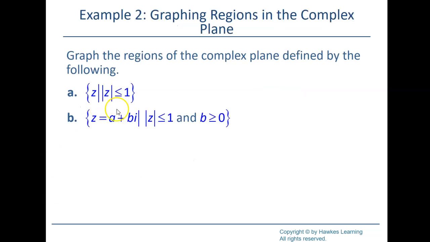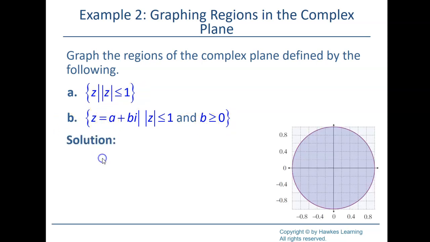Alright, and then finally these set notations. This is all the numbers in the complex plane z, whose absolute value is less than or equal to 1. Alright, and then this one is the same thing. All the complex numbers whose magnitude is less than 1, but b, the imaginary part, is greater than 0. So let's do this, and then this is just a subset of this. They're just a different subset. But if we do part A, well, this is the imaginary, this is the real. So imaginary is up and down, this is the real.